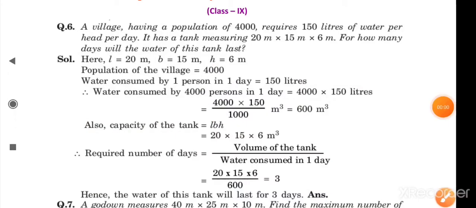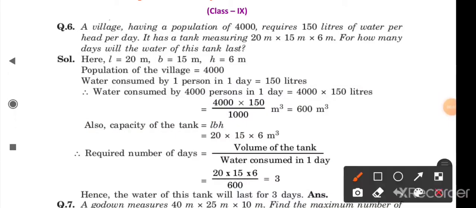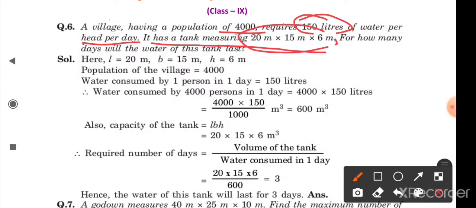Question number 6. This is a very good question of this exercise. In this it is given that the population of a village is 4000, and 150 liters of water is required for one person per day, and the length, width and height of the tank are given. You have to find out in how many days this water will last for this village. So what will you do?